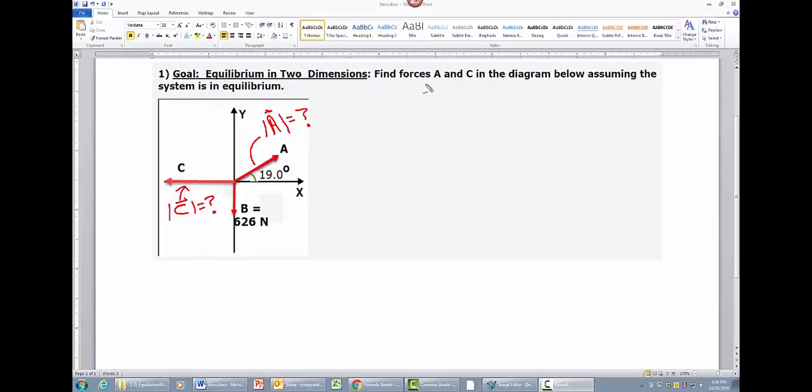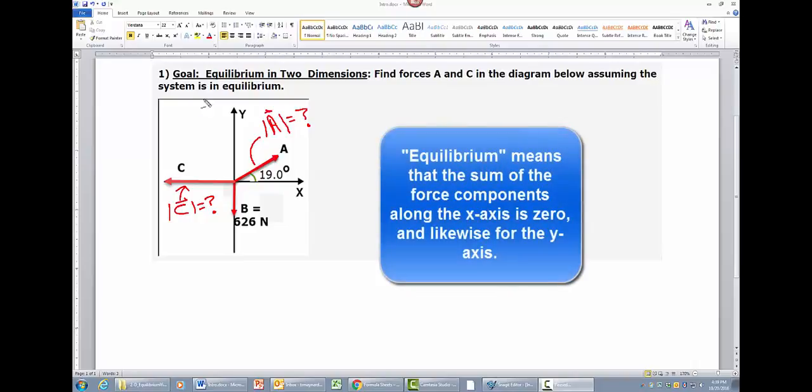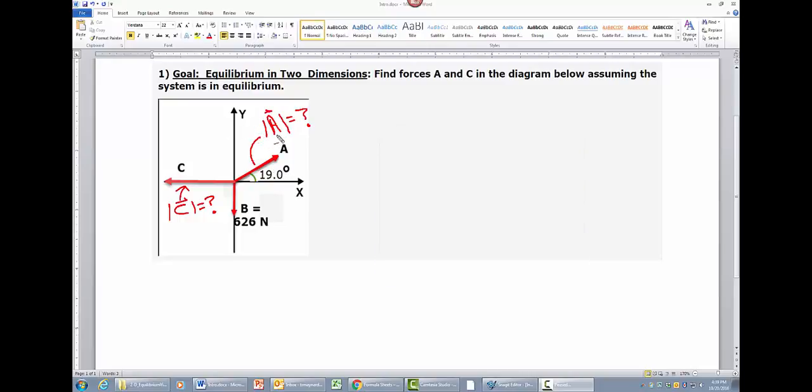Demonstration problem. Find forces A and C in the diagram below, assuming the system is in equilibrium. We know the direction of vector A is 19 degrees. What we really need to find is the magnitude of vector A. We also know the direction of vector C is out the negative x-axis. We need its magnitude. We're given that vector B is along the negative y-axis with a magnitude of 626 newtons.